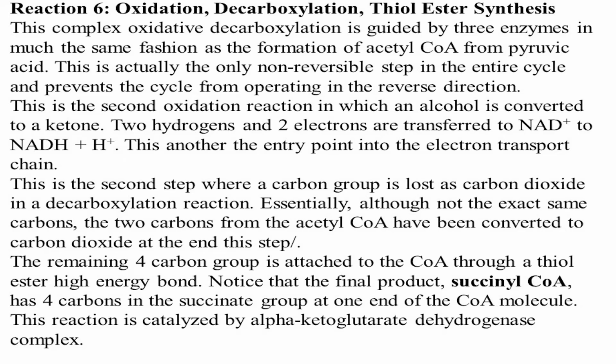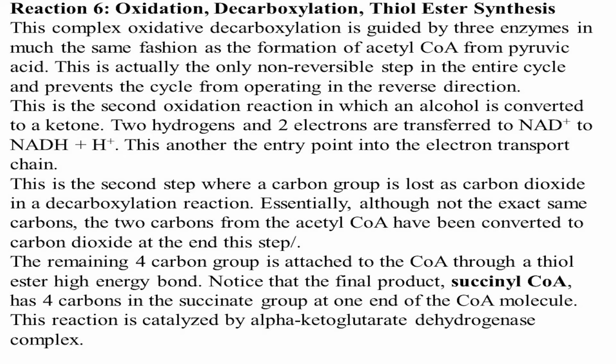This is actually the only non-reversible step in the entire cycle and prevents the cycle from operating in the reverse direction. This is the second oxidation reaction in which an alcohol is converted into ketone. 2 hydrogens and 2 electrons are transferred from NAD to NADH2. This is another entry point into the electron transport chain. This is the second step where a carbon group is lost as carbon dioxide in a decarboxylation reaction. Essentially, although not exactly the same carbons, the 2 carbons from acetyl coenzyme A have been converted to carbon dioxide at the end of this step.